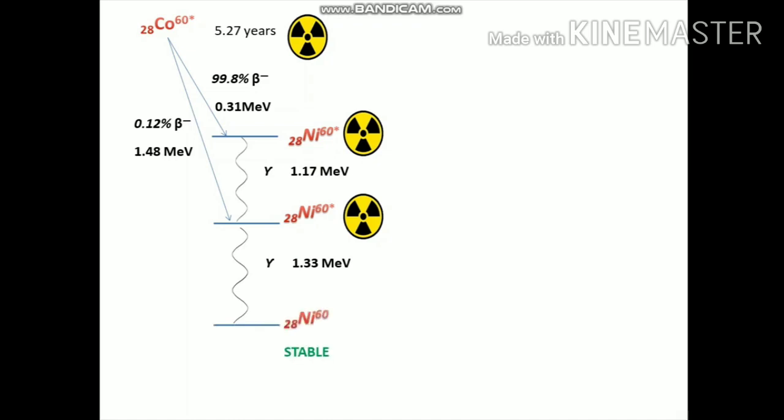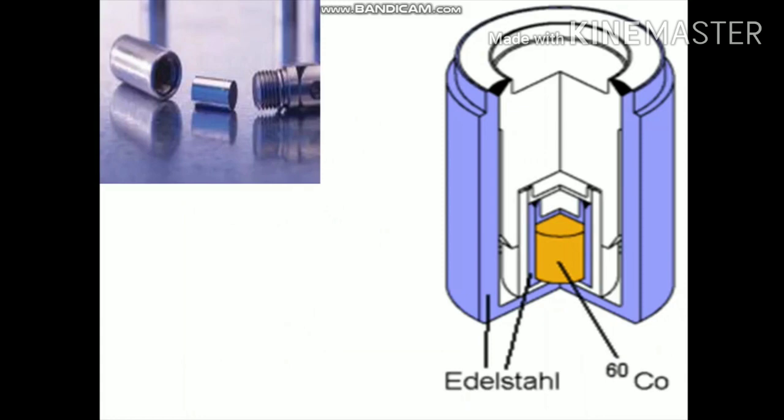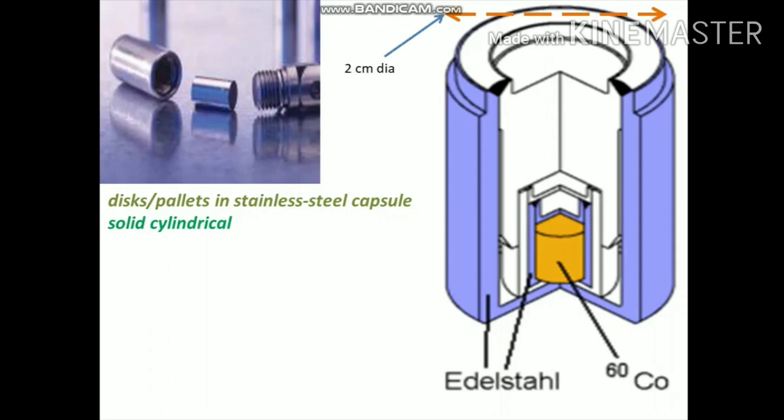In the plot, you can see how the initial quantity of the radionuclide decreases to half of its initial value after one single half-life. Cobalt-60 is available in the form of discs or pellets. It is arranged in a stainless steel capsule. The capsule is a solid cylinder with a diameter of 2 cm and it is doubly welded to prevent any leakage of the radioactive material.